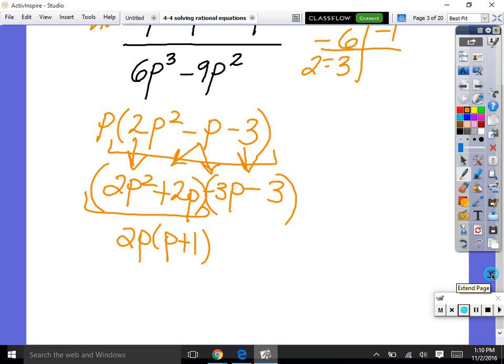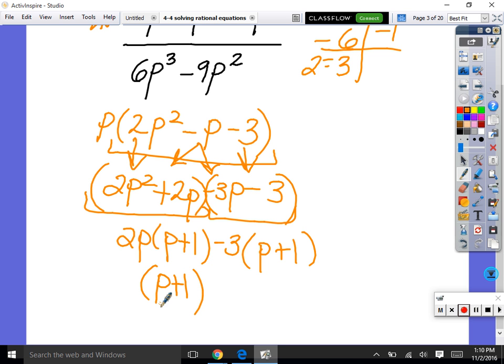We're all good? Okay, in common here is what? Negative 3, and then left is, so we know it does factor because our safe haven's the same, so factor out p plus 1, and left is 2p minus 3. Okay, so, yeah, 2p minus 3.